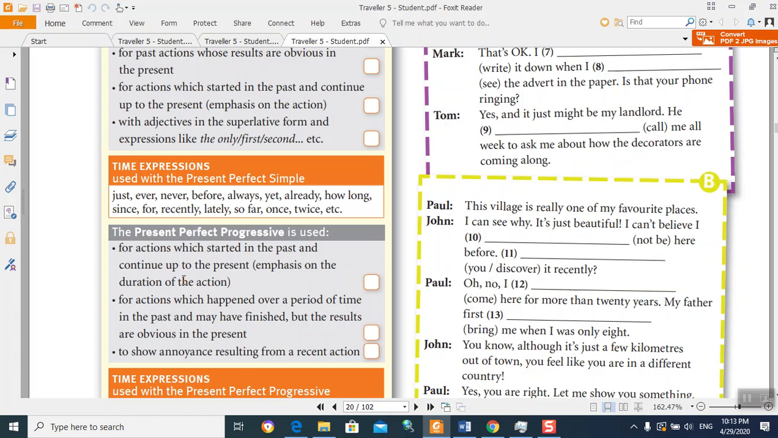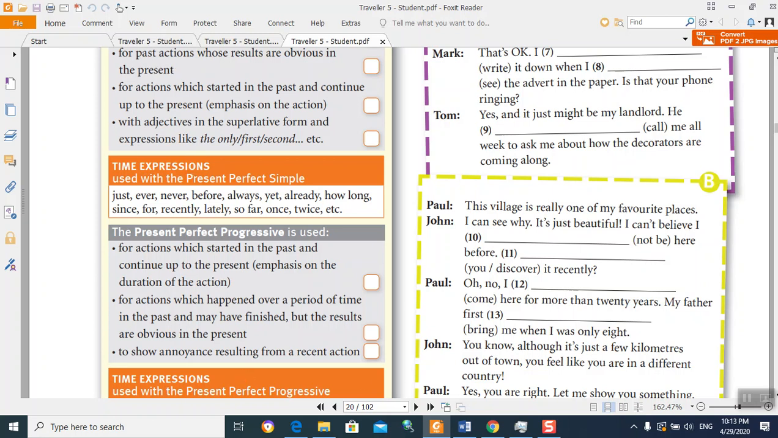The second point, for actions which happened over a period of time in the past and may have finished, but the results are obvious in the present. Also to show annoyance, as in the present progressive, resulting from a recent action. Not now, you are making the annoyance, but a recent action. Now we will go to answer some of the questions about these things.